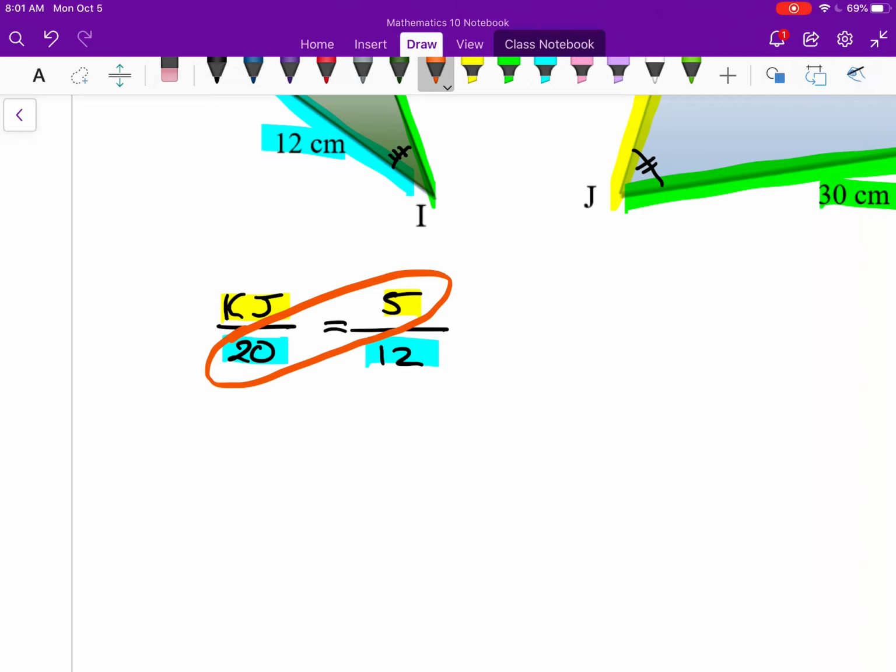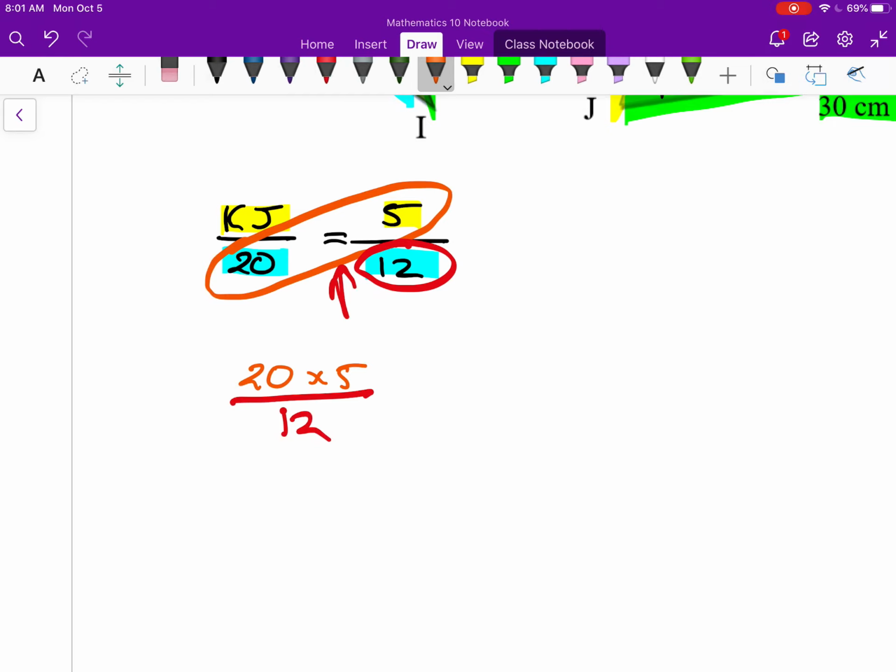And I'm going to take those two numbers and multiply them by each other. So I'm going to go 20 times 5. And then, there's always one number left. So whenever there's one unknown, there's two that are diagonally across from each other. I multiply those together. And then there's one number I haven't used yet. In this case, that's the 12. I take whatever I did before and I divide by 12. And that will always equal the missing number. In this case, KJ. Always, always, always. So in this case, I get 100 divided by 12, which is about 8.3. So I know that KJ equals about 8.3 centimeters.